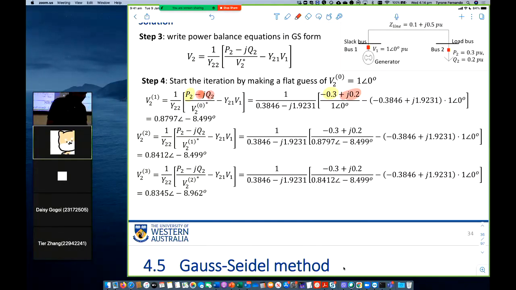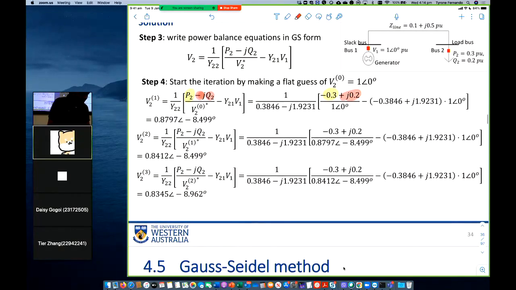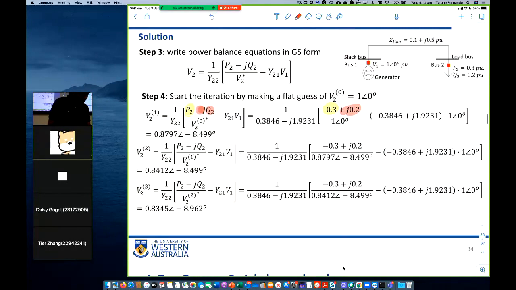Then we just simply plug in the values. This value here is Y22, this guy here, Y22. V2 star is still 1 angle 0, because all you do is conjugate it to negate the angle. If it's 0, then negating it is still 0. And then Y21, we know the value, we put that in, V1 is 1 angle 0. That's a better answer than 1 angle 0. Then I substitute that again in that same equation and continue.